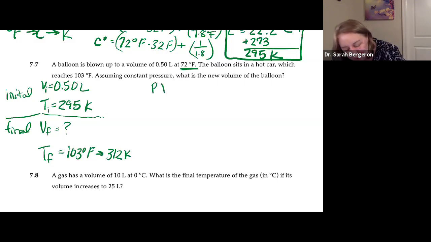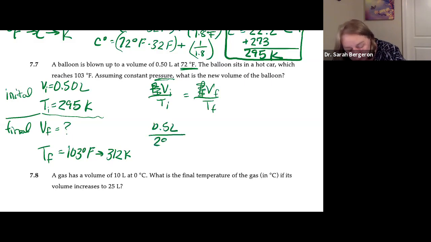We're doing our P, V, n, R, T on the table. Initial, final. Now, what are we holding constant? Assuming constant pressure, so we can get rid of pressure. So now our initial volume was 0.5 liters. Our initial temperature was 295. Our final volume is unknown, and our final temperature is 312 Kelvin.